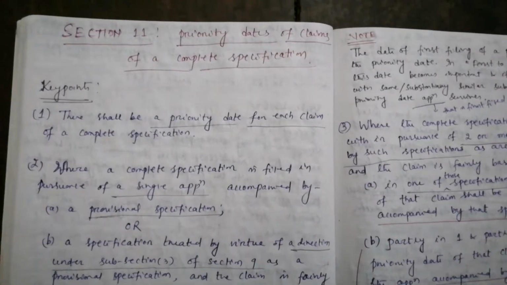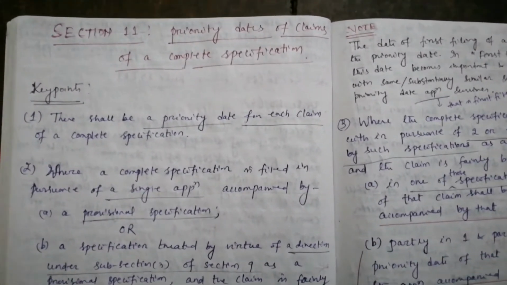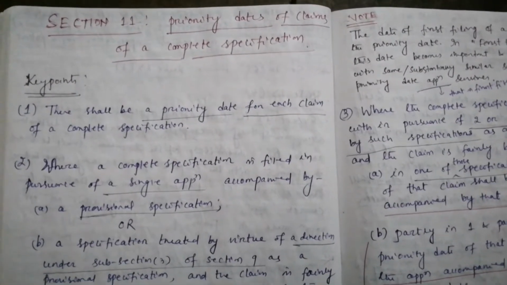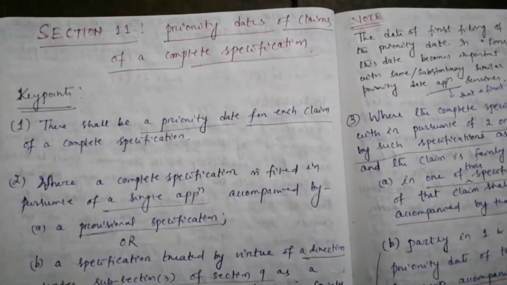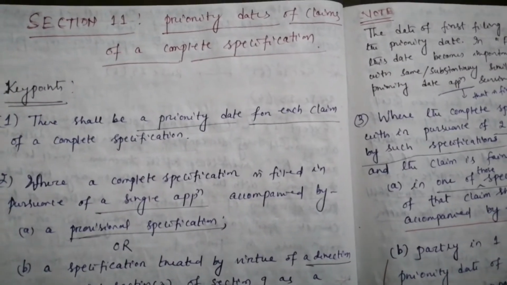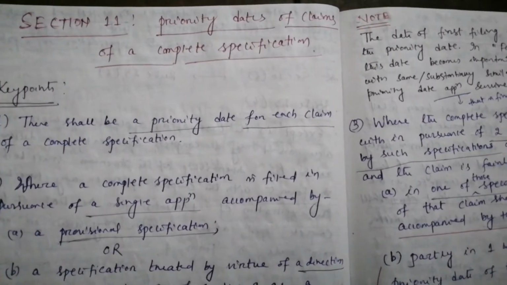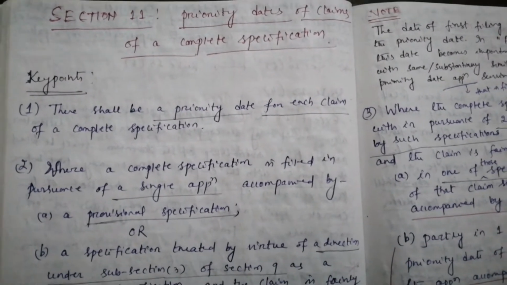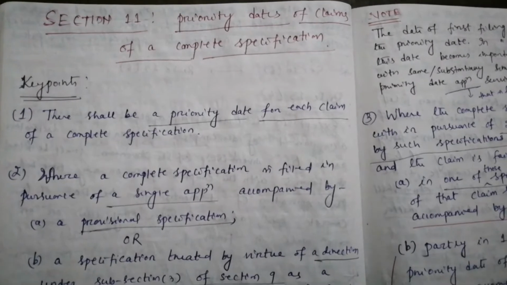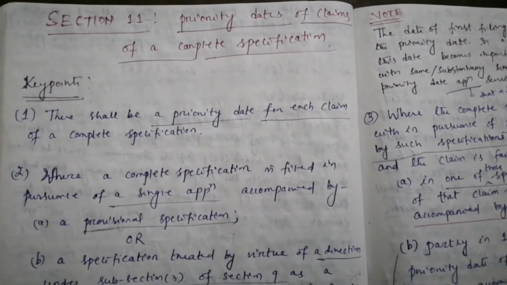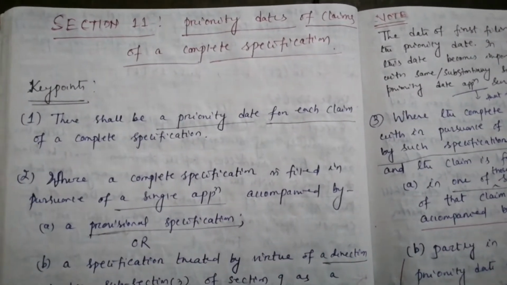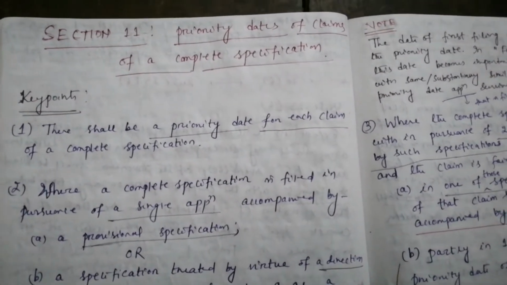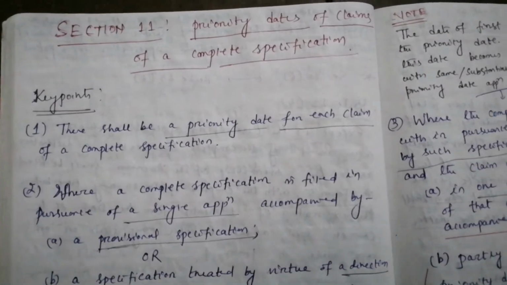Dear friends, today I will discuss the last section of chapter 3 of the Indian Patent Act, or the Patents Act 1970. The last section is section 11, and this is about priority dates of claims of a complete specification. That means if we are asked what the section for priority dates in the Indian Patent Act is, then we can answer that the section for priority dates is section 11.